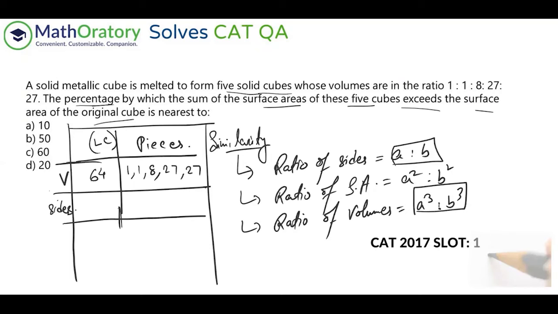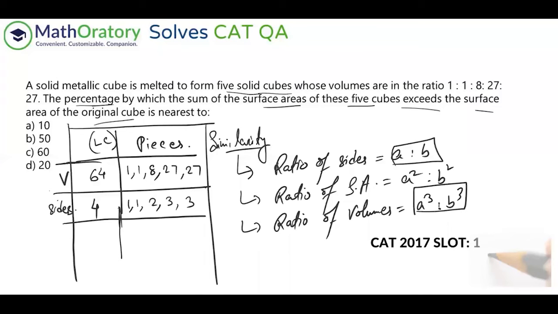So for each of these, take a cube root. For 64, first of all, take a cube root: 4. For each of these numbers, take a cube root because they are separate cubes. So you get 1, 1, 2, 3, and 3. Right. So these are the side lengths, and the large cube had a side length of 4.